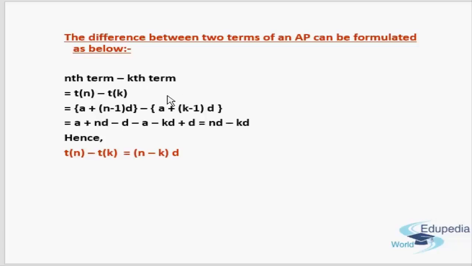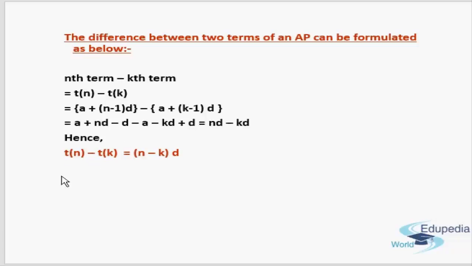This is the derivation of the formula. You don't just try to understand this: the kth term is being subtracted from the nth term. We represent the nth term with n and the second term with k. Of course, the formula for the values of those terms is going to be the same. We just plug in n, we just plug in k, and we get the answer as nd minus kd. And the final formula comes out to be this one.